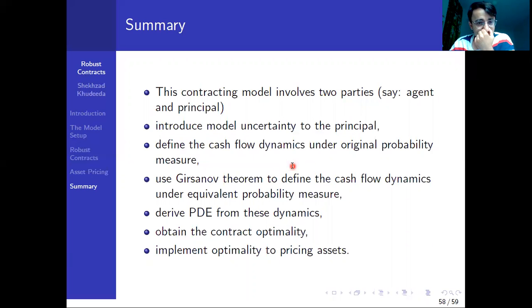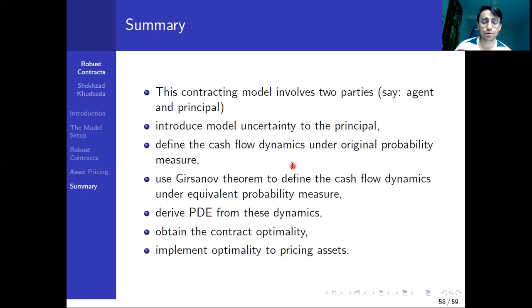And now we reach our summary. This is a two-party contracting problem, involving at least two parties, say agent and principal. Then we introduce model uncertainty to one of the parties, and define the dynamic cash flow under the original probability measure. Since we have jointly absolutely continuous probability measures, we can use the Girsanov theorem for change of measure and define an equivalent probability measure in order to define the cash flow under this equivalent probability measure.